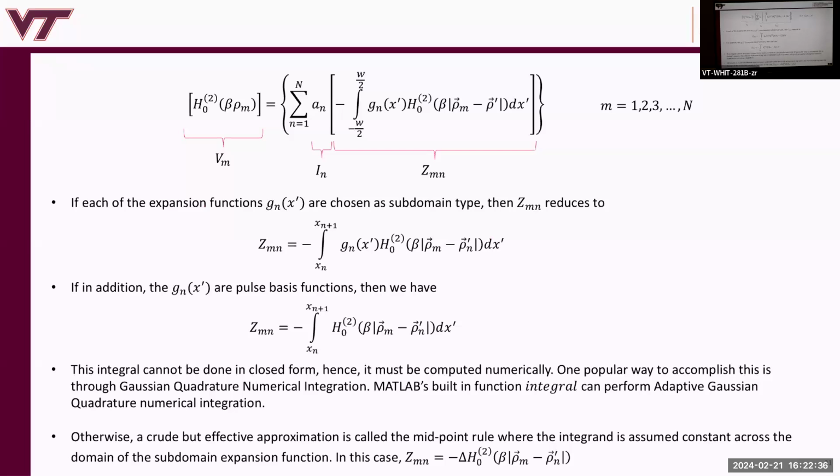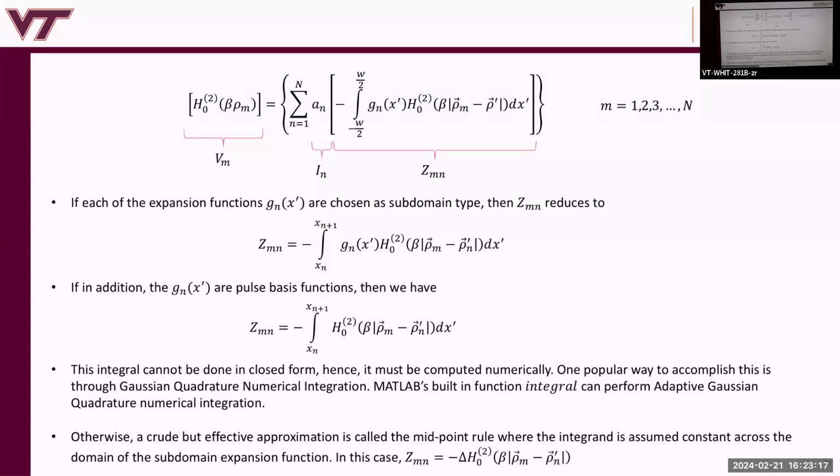Okay, so here's our integral equation. If each of the expansion functions Gn of x are now chosen to be subdomain type, then instead of integrating from minus w over 2 to w over 2, which we're still doing, Gn of x is now only non-zero over a part of the domain. So you can reduce the limits of integration to xn to xn plus 1, because outside of those limits, it's 0. It's the same integral, except we've reduced the domain of integration because the subdomain function is 0 outside of that domain.